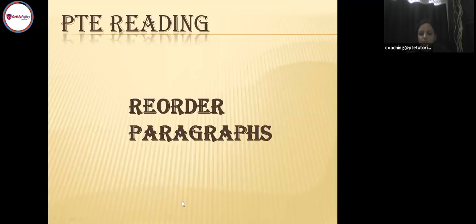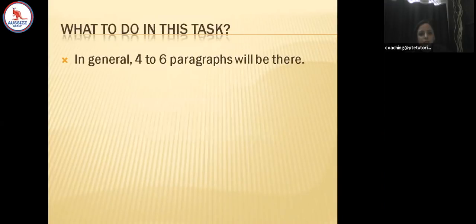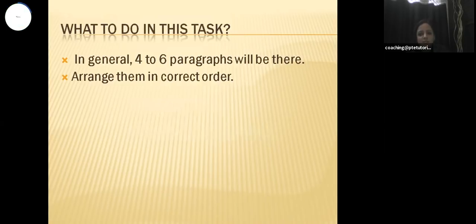First, how do we have to deal with reorder paragraphs, and what do we actually get in the exam? In general, in the exam, one reorder paragraph may contain 4 to 6 sentences, and we have to arrange all the sentences in the correct order.